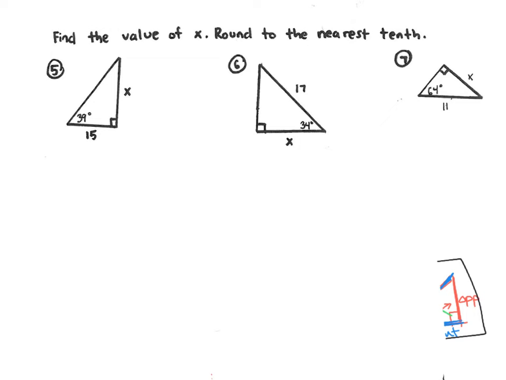Out of convenience, I actually want to skip to 5, 6, and 7 first and show you how to work with the degree given to you. In the other examples, you'll see that the degree is not given to you. In number 5, it says find the value of x, round to the nearest tenth.